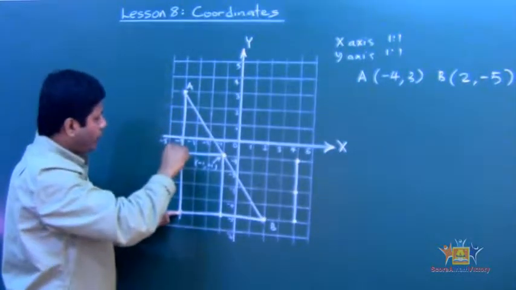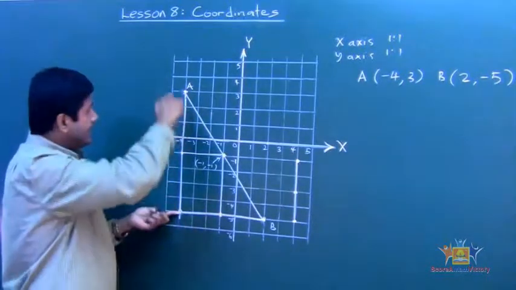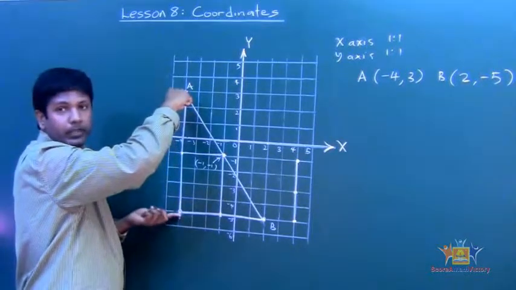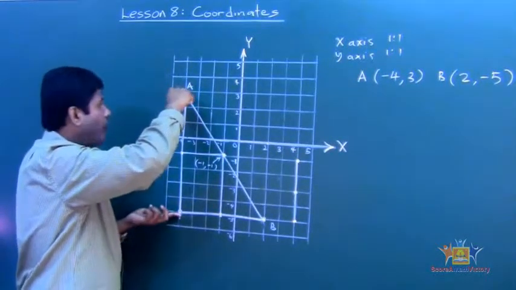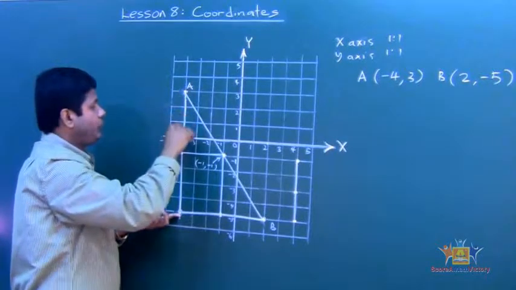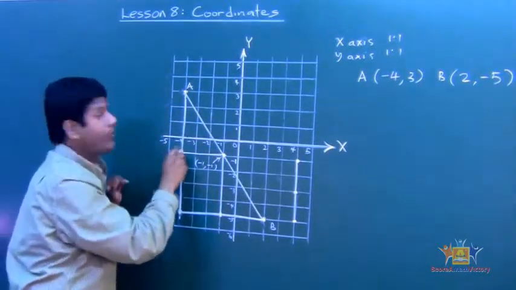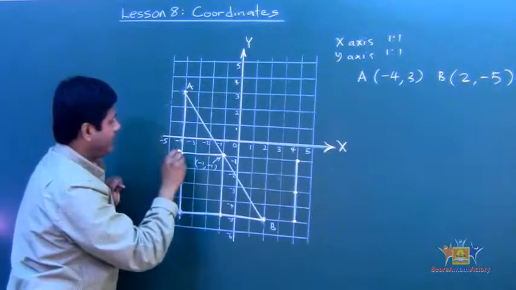1, 2, 3, 4, 5, 6, 7, 8. That's the distance from here to there, which is 8. 8 divided by 2 is 4. Now count 4: 1, 2, 3, 4. That locates the midpoint for the vertical line. Right there. You already know that.